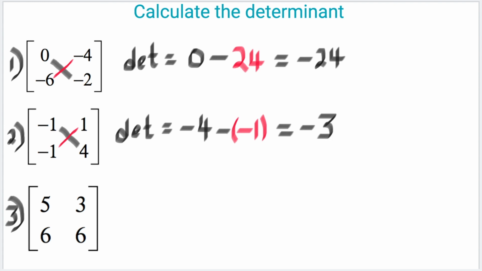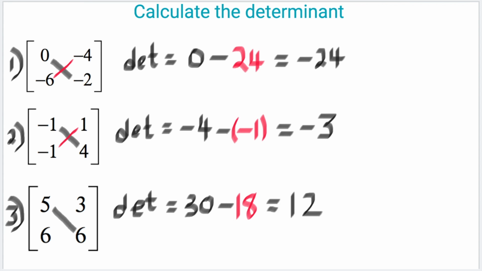In the final question, you can pause the video, try the question, and then unpause the video to see if your answer matches mine. If you tried the question, the first thing is to write determinant equals, we're going to multiply 5 times 6, and that equals 30. Put a minus sign because we always subtract, we never add the two products. 6 times 3 is 18, so 30 minus 18 equals +12.